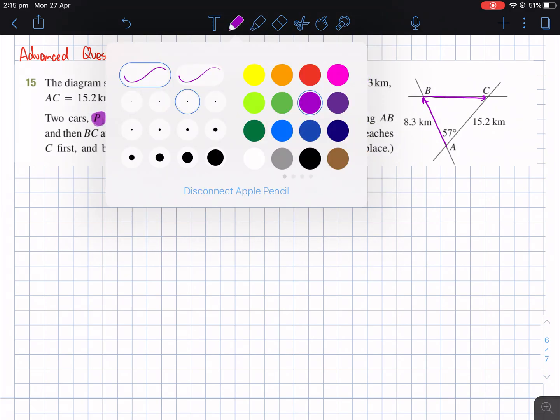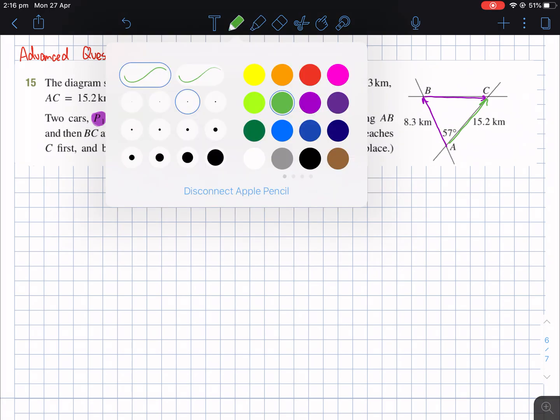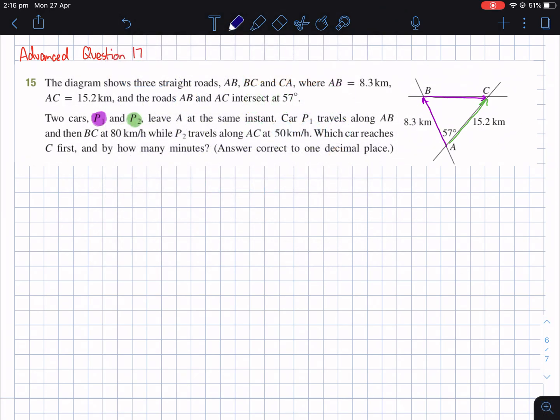P2 goes just straight this way. I don't know, maybe P1 had to pick something up. What we need to do is, first of all, figure out how far they both travelled. Now, we already know how far P2 travelled, but we don't know how far P1 travelled because we don't know the line BC. So we're going to have to figure that out. And then we're going to have to figure out how long they both took, because it's the one with the shortest time that got there first.